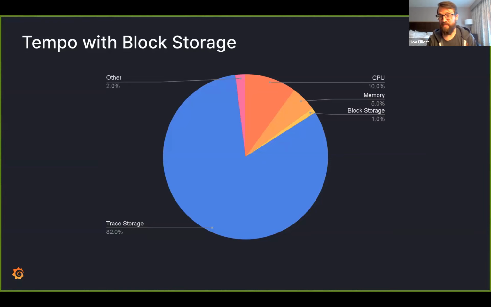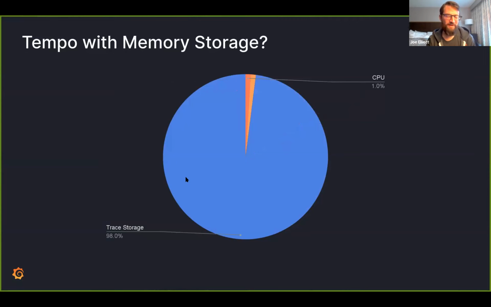With block storage, this is what the pie graph would look like. We're starting to be dominated by our storage costs. And then for fun, I went ahead and graphed out what it would look like if we just tried to keep this all in memory, which would be an insane amount of memory, but why not? And it's at this point, there's just no point in building this. It'd be very fast, but you would not want to pay this amount of money to store your traces, I guarantee it.